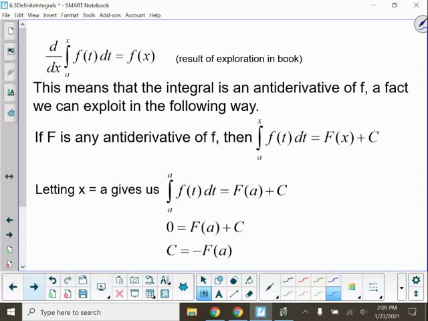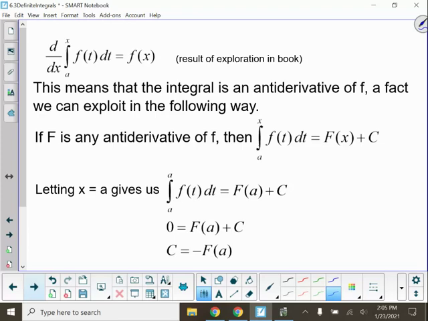Up in the top, there's an exploration in your book: the derivative of your integral from a to x of f of t dt is f of x. So basically, if you take the derivative of an integral, they undo each other, and you're just left with the function. You would put in the x that's up on the top there. We are going to expand upon that more. That's actually part of the fundamental theorem of calculus, so that's going to come up in 6.4.